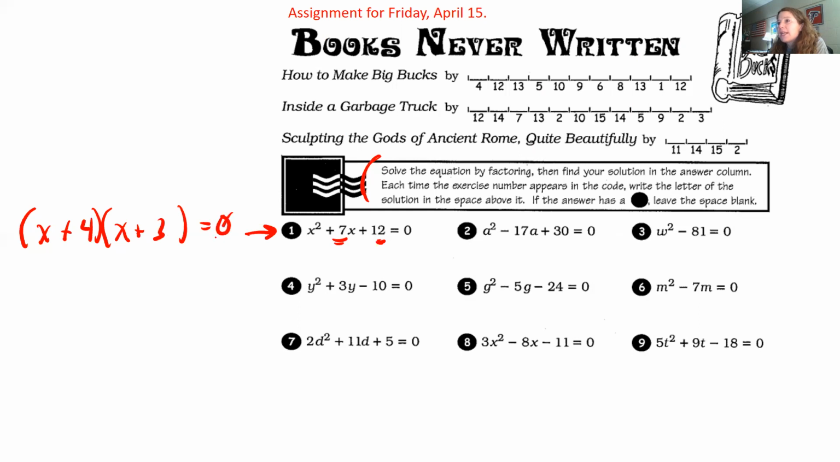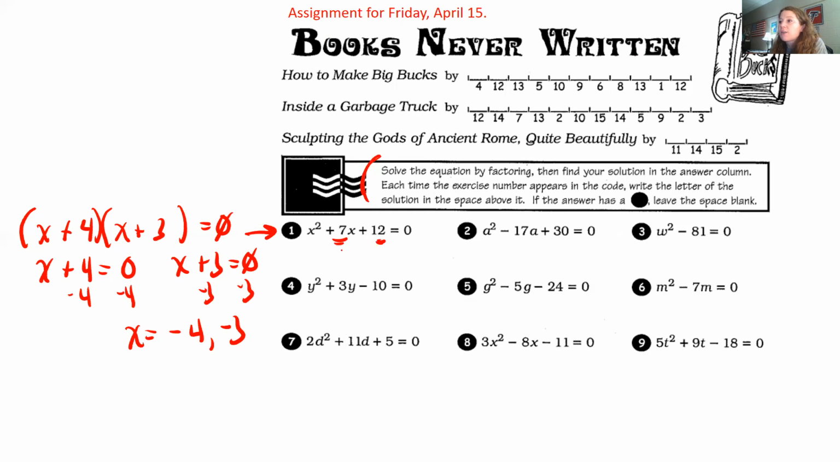And since this is a quadratic function and we're setting them equal to 0, when we solve for x, we're going to subtract 4, subtract 4, subtract 3, subtract 3. So our two solutions for number 1 are -4 and -3. If you find that in the top box at the middle part of the paper, that's letter C.